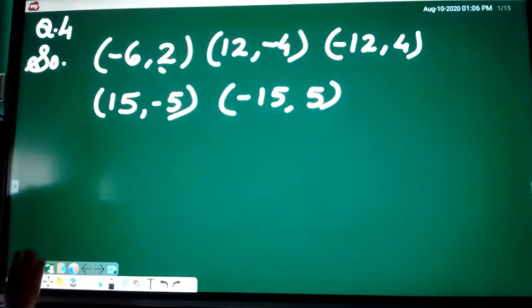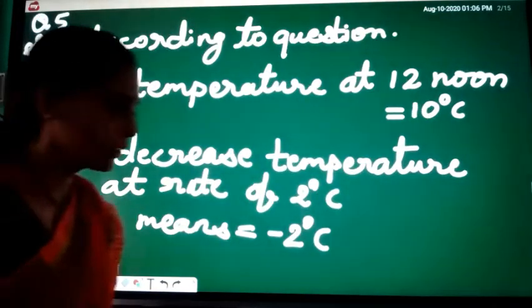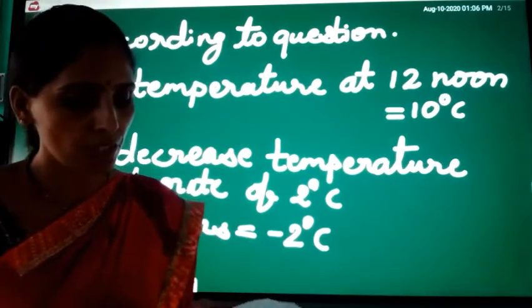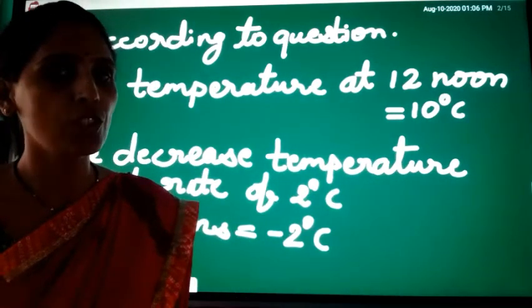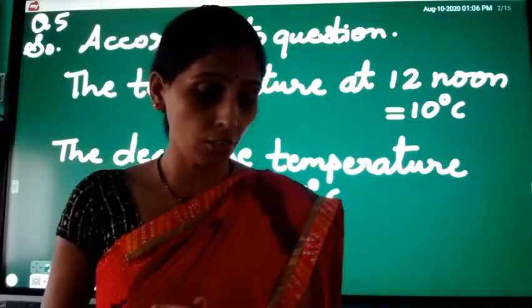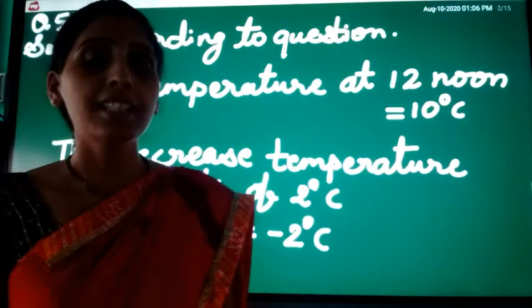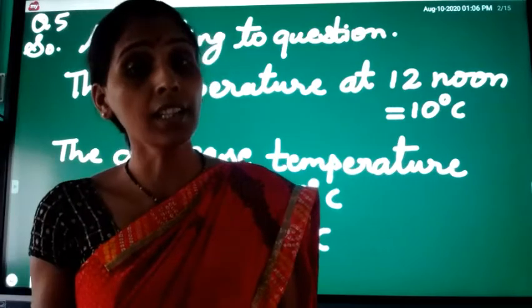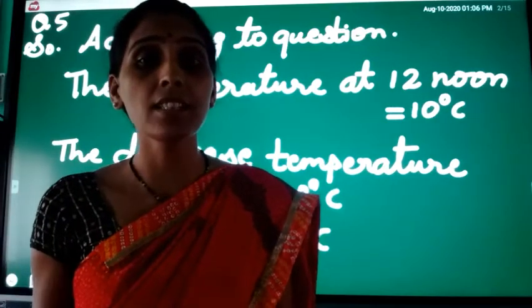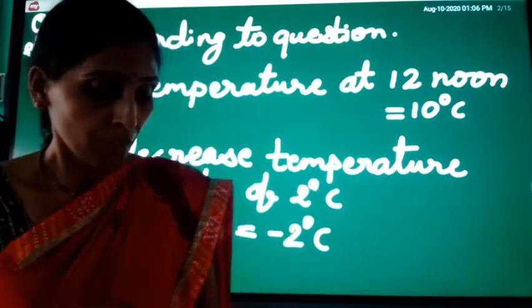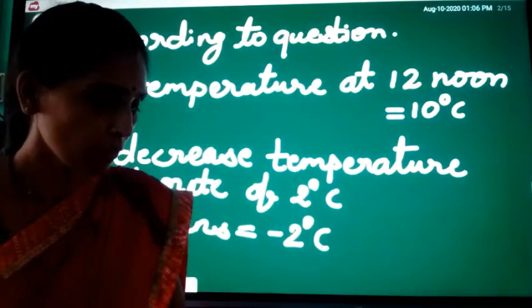Now the next question is question number 5. What is given in question number 5? The temperature at 12 noon was 10 degrees Celsius above 0. Above 0 means it is a positive temperature. Below 0 means a negative integer. Decreasing, as I already taught in 6th standard, means negative integer and increasing means positive integer. So we'll see what is given in this question.